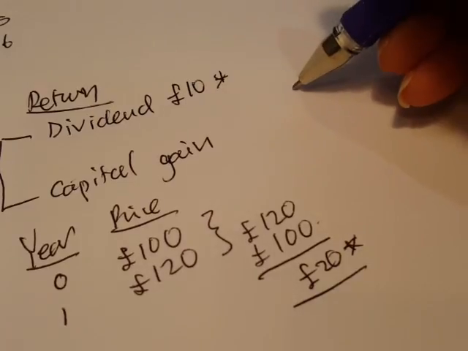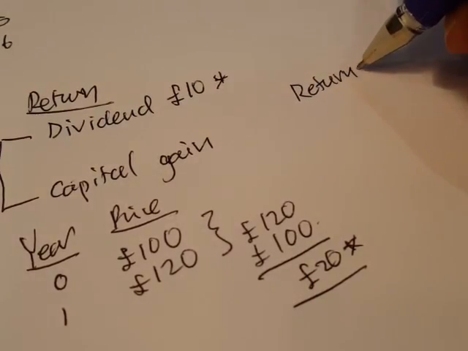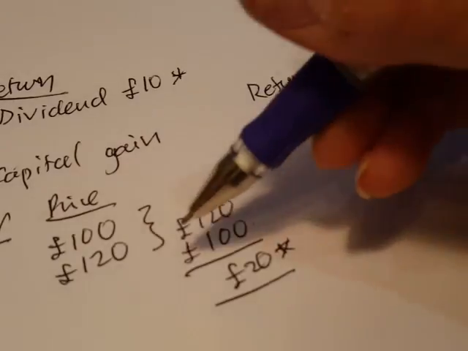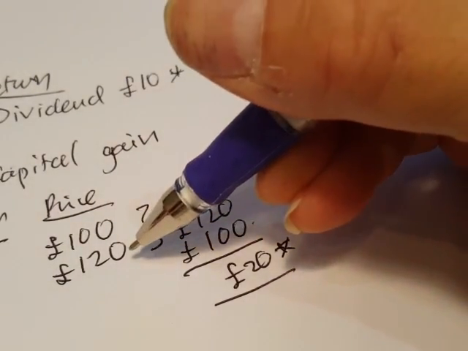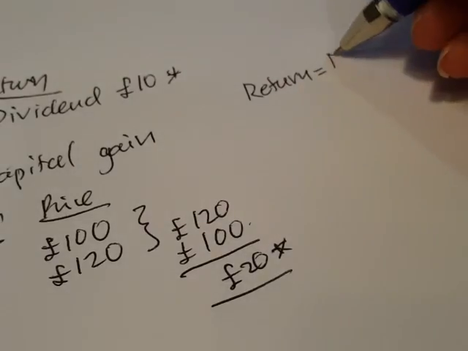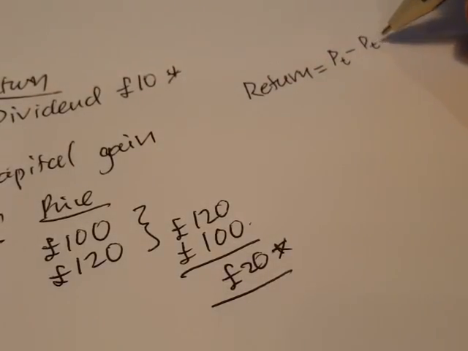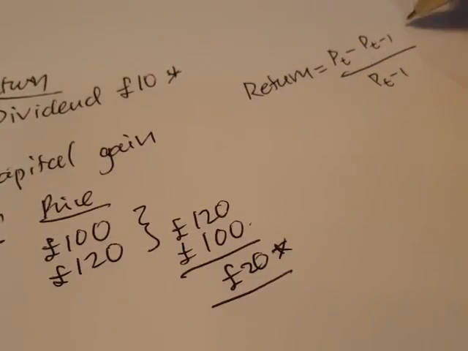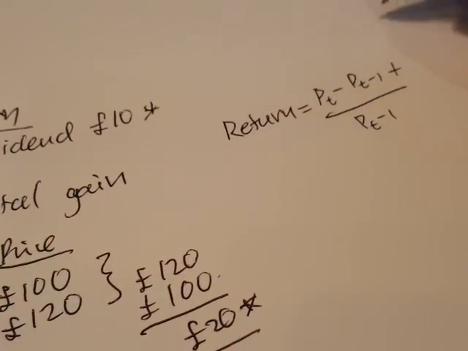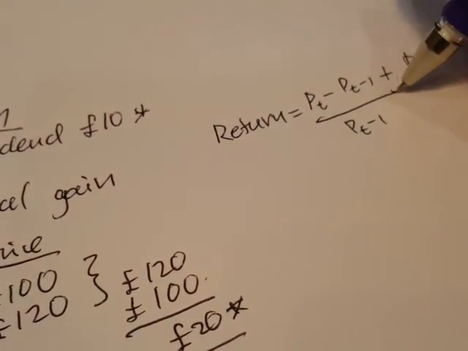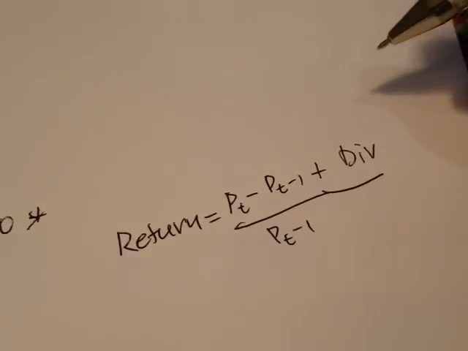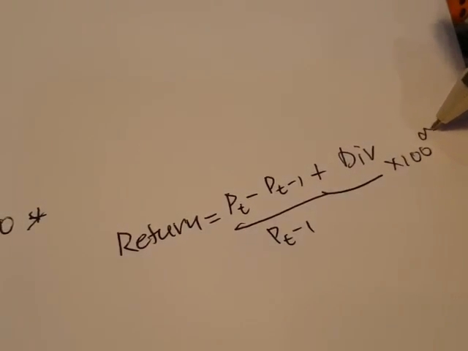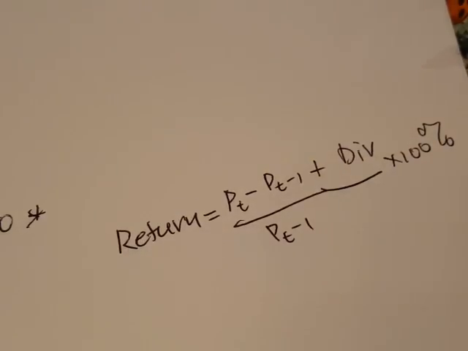So we can formulate a formula for the return: it includes the difference in the share price, the latest price minus the earlier price, divided by the original earlier price that you purchased, plus dividend. And if you express it in percentage, this can be used to calculate a return.